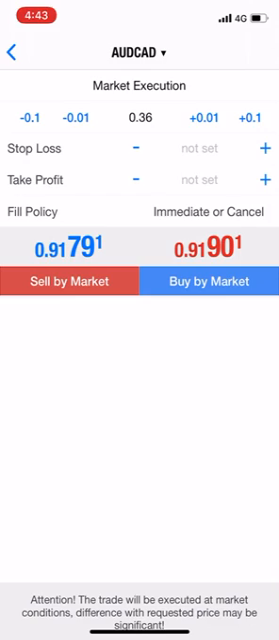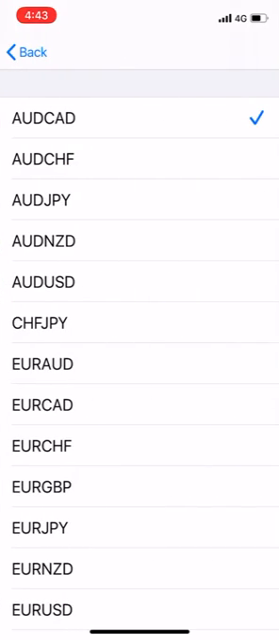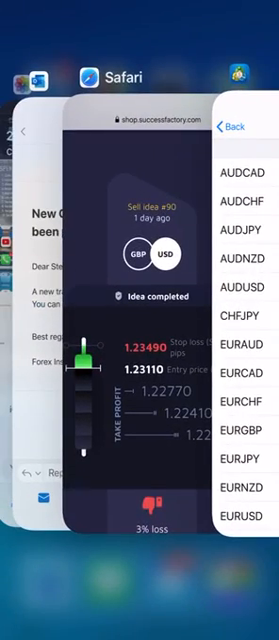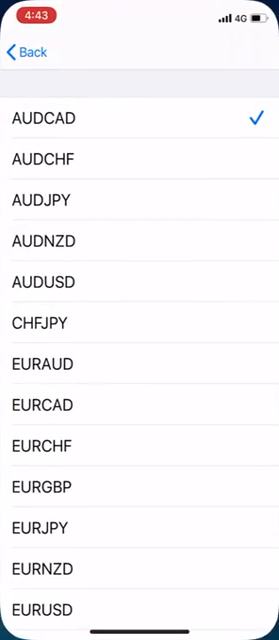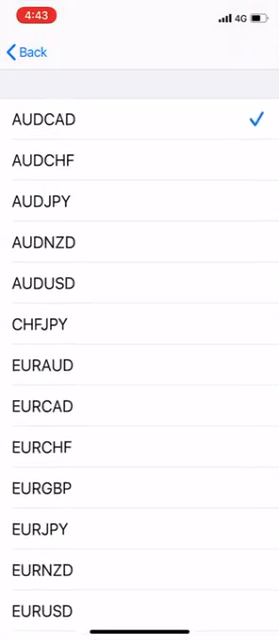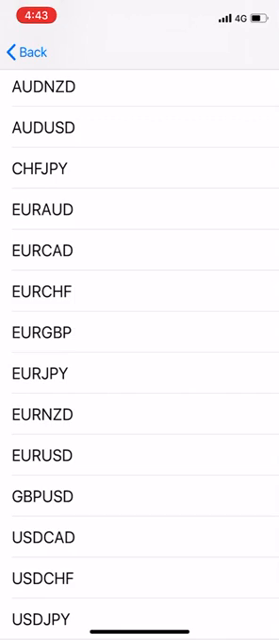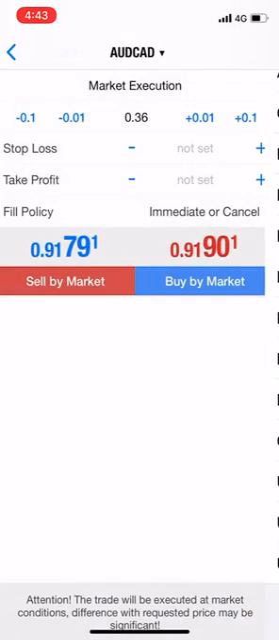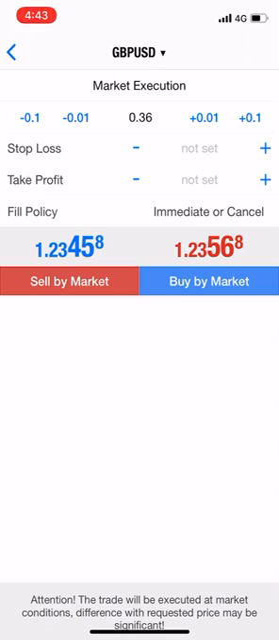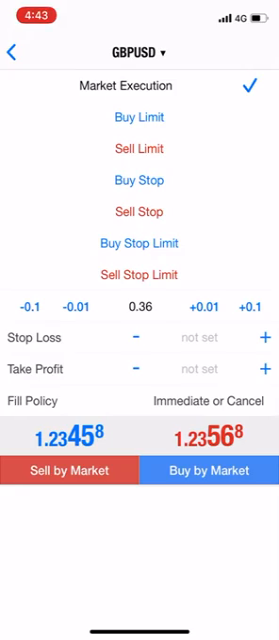Right on top is the currency pair. Right now it shows Australian dollar and Canadian dollar, so I'm going to click on that. Remember what the idea was? Let's go back and see. It was between the British pound and the US dollar. So we're going to look for the British pound and the US dollar. There it is, so I'm going to click on that. Now we've got the British pound versus the US dollar. Below, you can see market execution. I'm going to click on that. Now, I'm going to go back again.